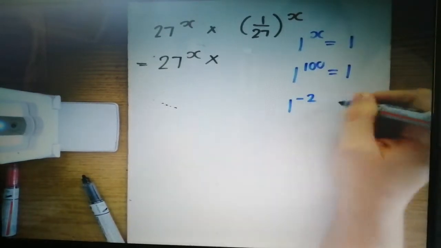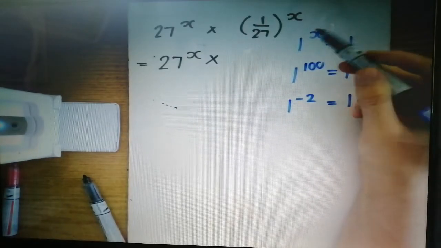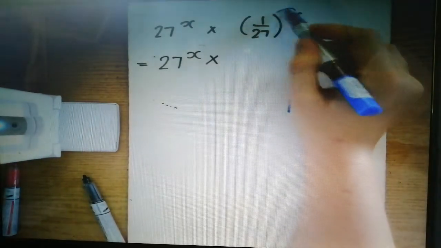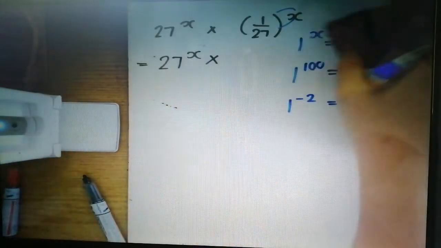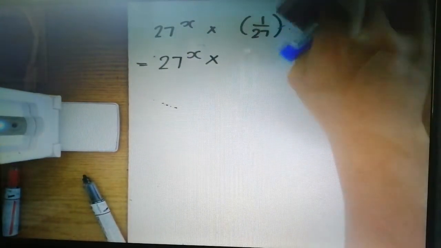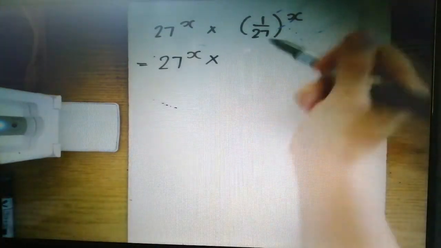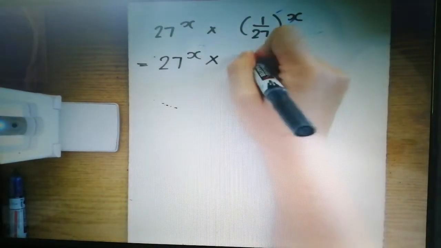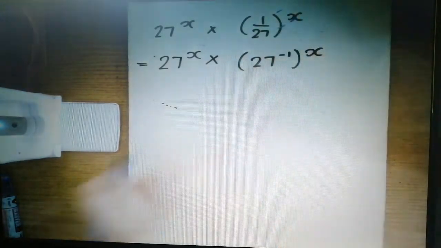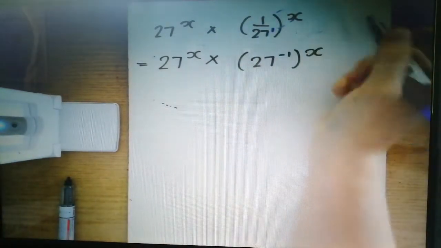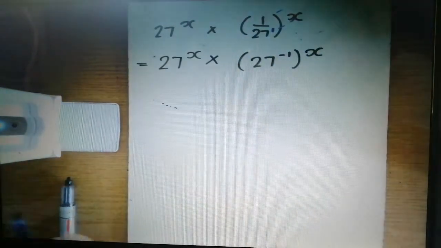1 to the power of negative 2 is also 1. So it doesn't matter what that x is if you decide to bomb it in first. If you have 1 to the power of x, it stays as 1. What I'm going to do, because we must be thinking cleverly, is take this 27 to the top rather. And I'm going to have 27 to the power of negative 1 raised to the power of x. Remember, it has a positive 1, so when I take it to the top, it becomes negative.